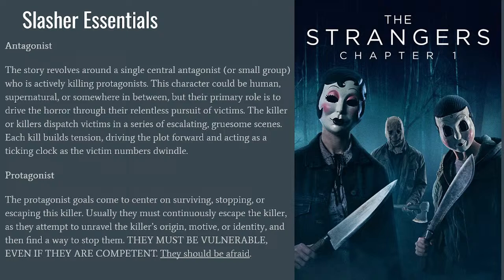The slasher could be human, they could be supernatural, or somewhere in between, but their primary role is to drive the horror of the movie through their relentless pursuit of victims. And it could be specific victims, as in the killer has a plan and a motive. This is more on the Kevin Williamson side of this genre, where we are in I Know What You Did Last Summer. Like, we know the killer is specifically targeting the people that he wants to get revenge on. Or in Scream, they have all kinds of different motivations. It varies movie to movie, and part of the fun is figuring out what their motive is this time.